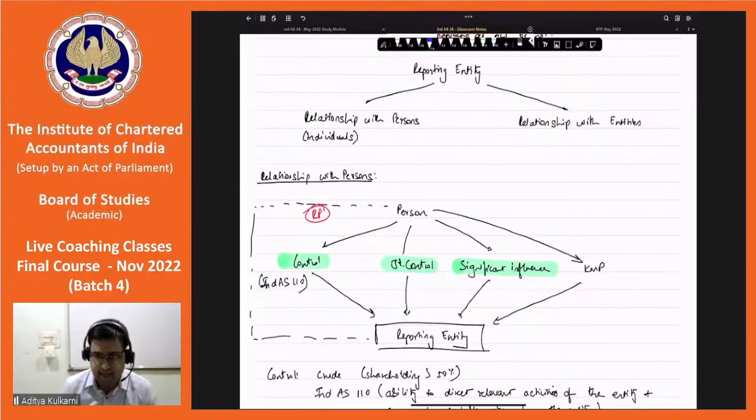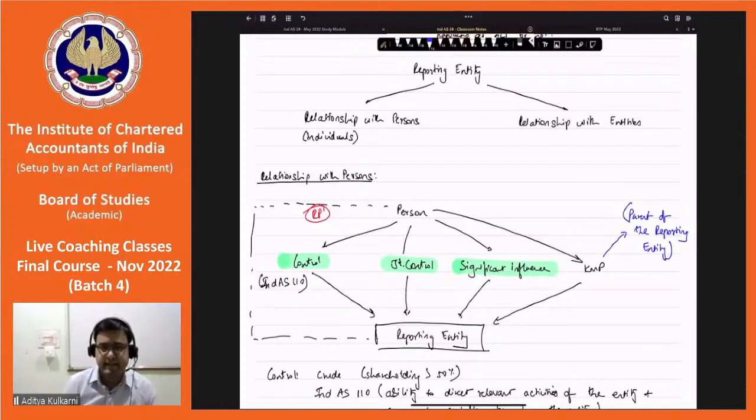the reporting entity, or he can be the KMP of parent of the reporting entity. Parent of the reporting entity. It's not mandatory that the person should be the KMP of the reporting entity only. If a person is a key managerial personnel of the parent of the reporting entity, then we can say that the person and the reporting entity are related to each other.